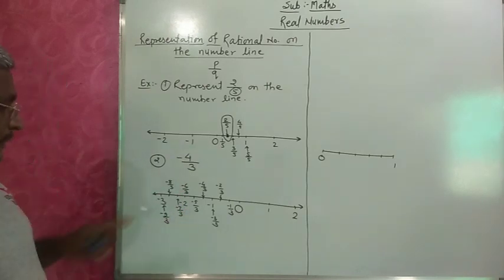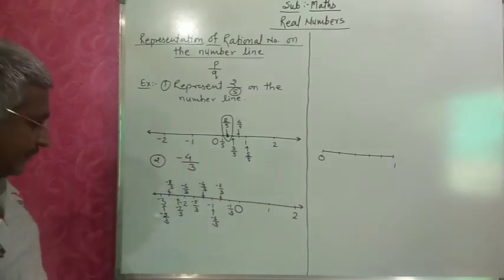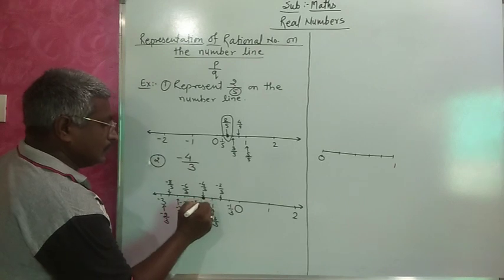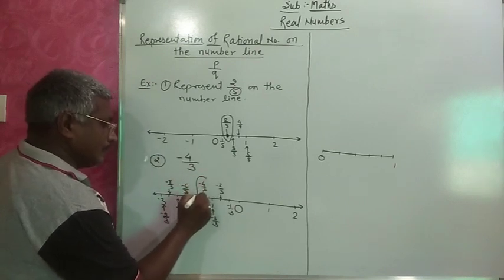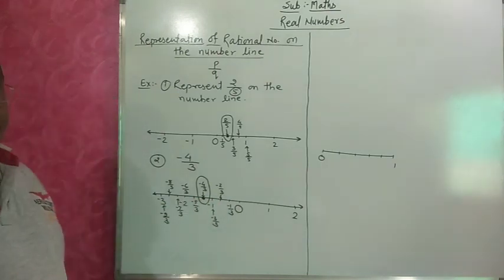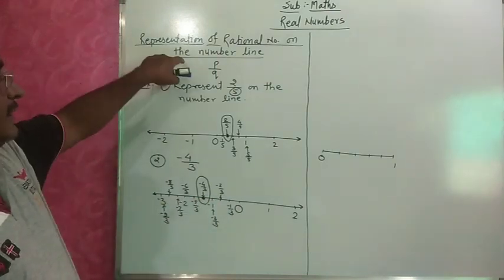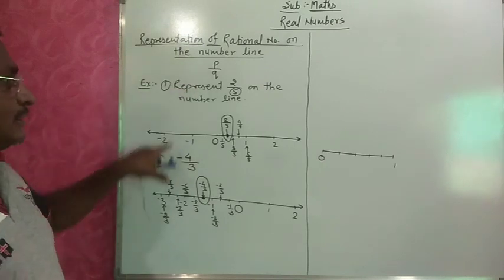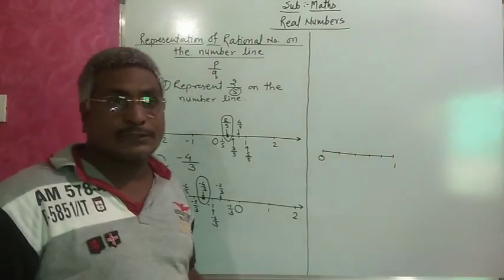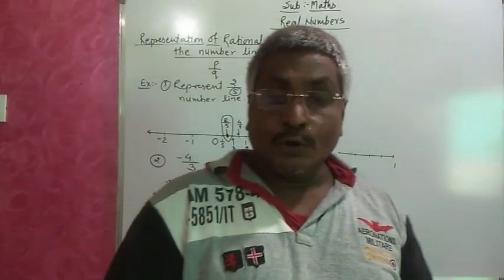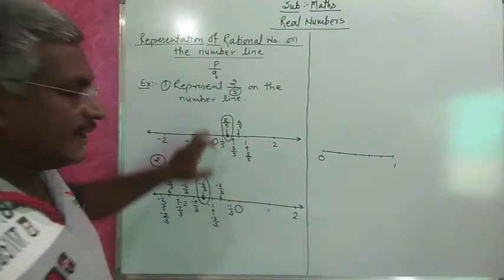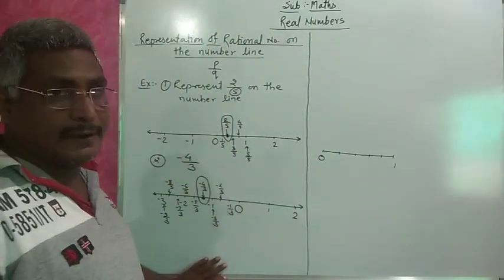Now which number has to be represented? Minus 4 by 3. Where is it? Here. So understood, students, how to represent rational numbers on the number line? This is the way to represent rational numbers on the number line. You already studied this, I just reminded you how to represent rational numbers on the number line.